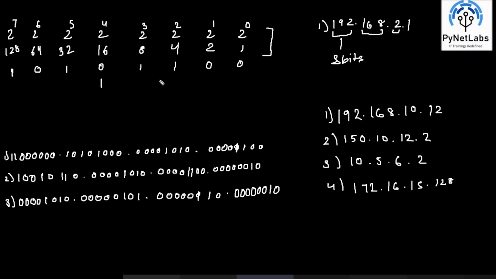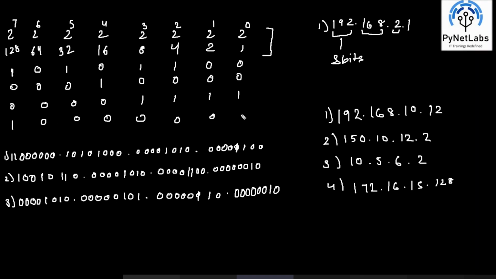16 is there. We'll take 16 as on and the rest of them as off. Then we have 15. For 15 you can add 8 plus 4, which is 12, then 2, which is 14, then 1. This ends up to 15, and the rest of them will be 0. Then we have 128. Simply we will turn on the 128 and the rest of them will be 0.